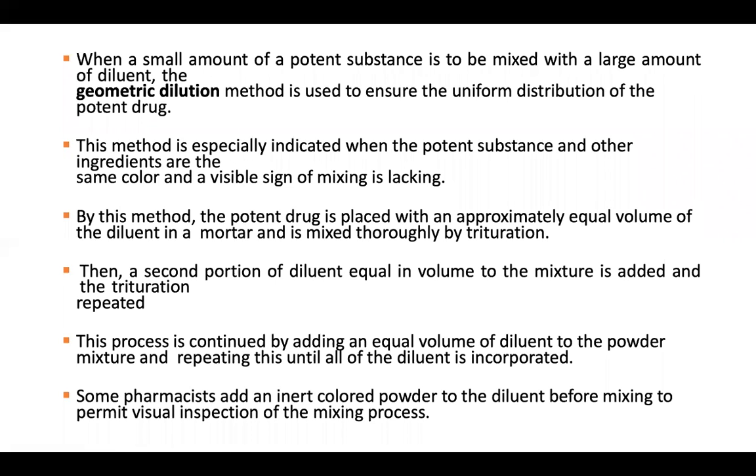Then a second portion of the diluent, equal in volume to the mixture, is added and the trituration repeated. This process is continued by adding an equal volume of diluent to the powder mixture and repeating this until all of the diluent is incorporated. Some pharmacists add an inert colored powder to the diluent before mixing to permit visual inspection of the mixing.